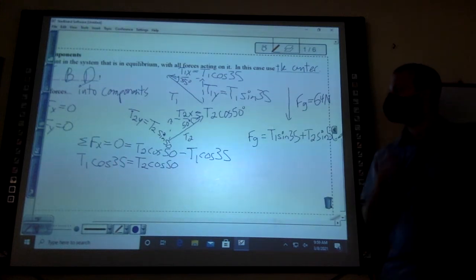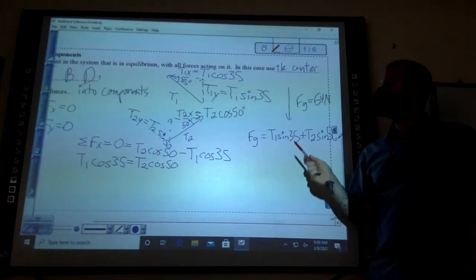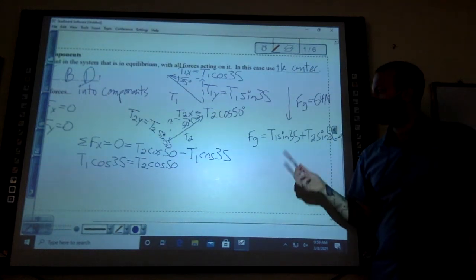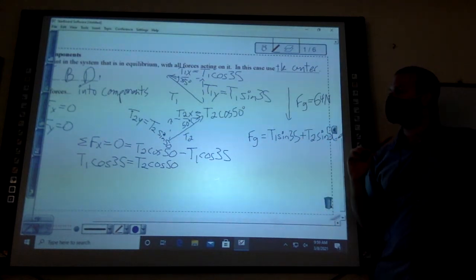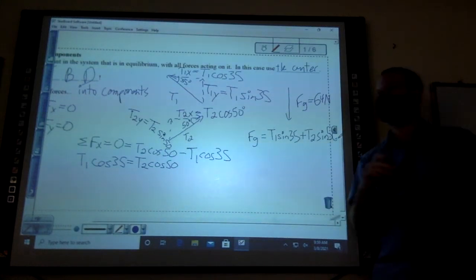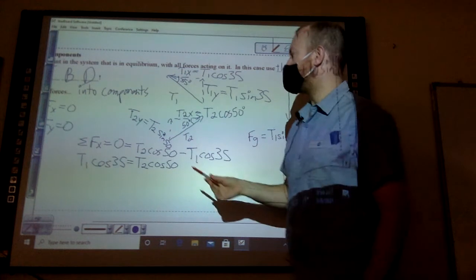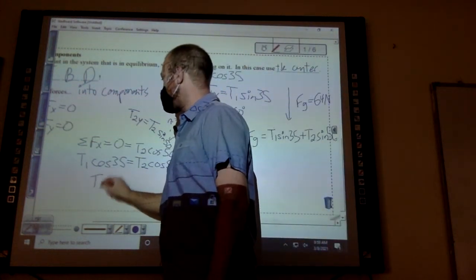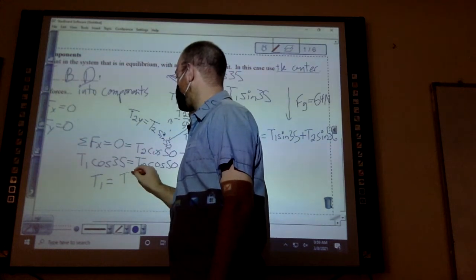So what you're going to need to do is solve for either T1 or T2. It doesn't matter which one you solve for. Solve for it in one of the equations, plug it into the other. You're going to use this strategy many times over. So in this case, it's just easier to do this one. So it doesn't matter. Let's just solve for T1.